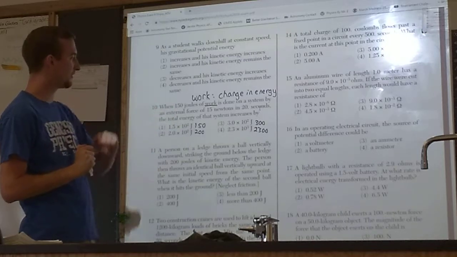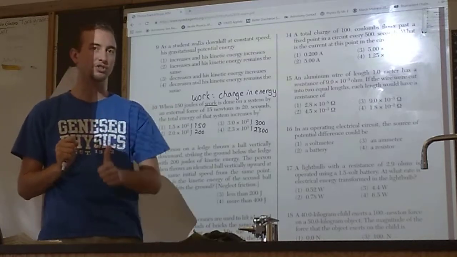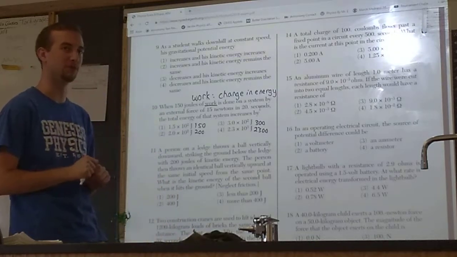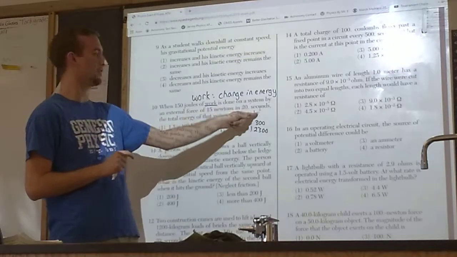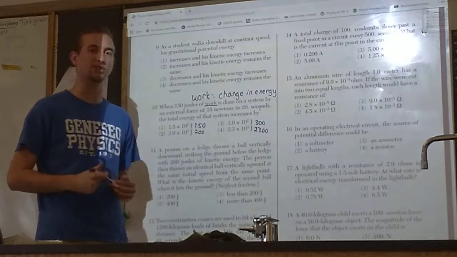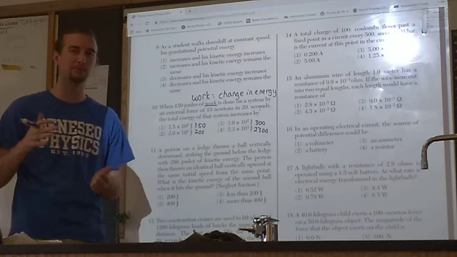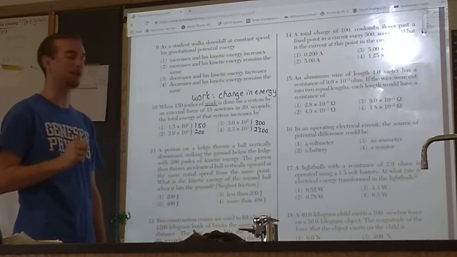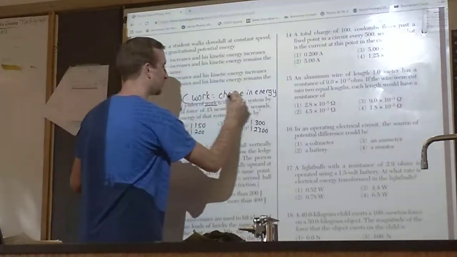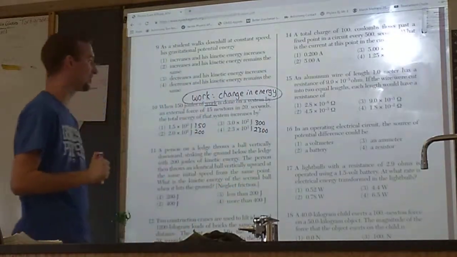So when it says 150 joules of work is done, that means the energy of this object changes by 150 joules. Well, wait a second. The total energy of that system increases by. Isn't that talking about a change in energy? It absolutely 100% is. They are telling you the answer right here. This is the connection that they want you to get. The work is the change in energy.